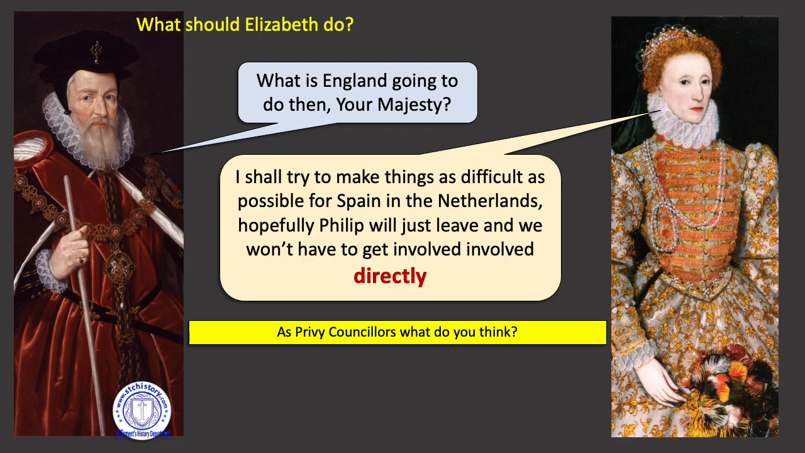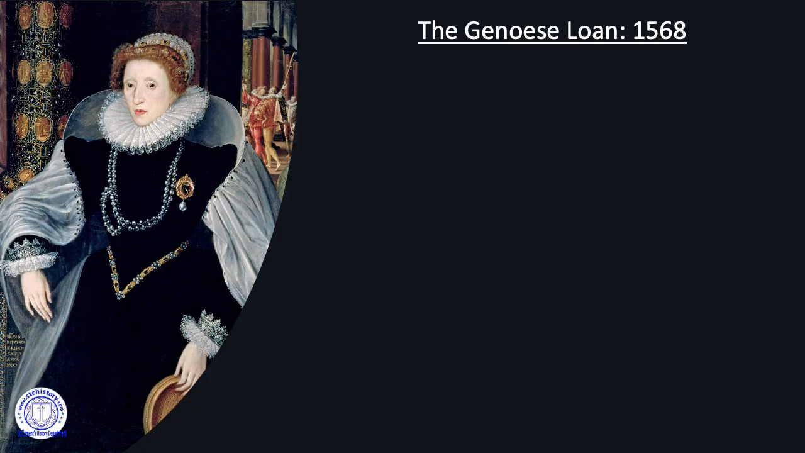What could she do indirectly? Now, you already know what she's going to do because of the earlier part of this lesson with the sea beggars and things like that. But indirect intervention is going to be key. So let's think about then the thing we talked about with the Genoese loan, this money.